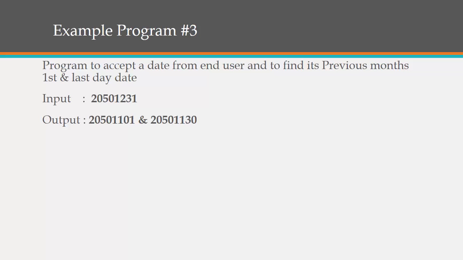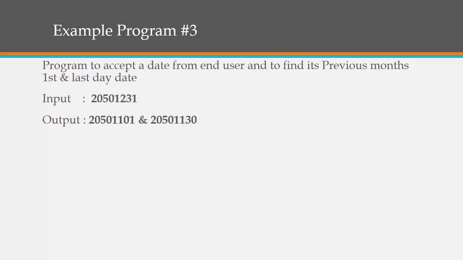So if the input is 2050 1231, that is 31st December 2050, the output that we are looking for in this case would be 1st of November 2050 to 30th of November 2050. So for the given date, we found its previous month's first day date and last day date.